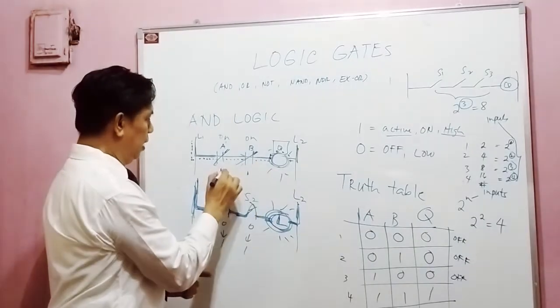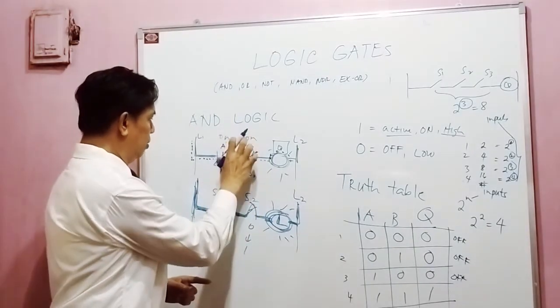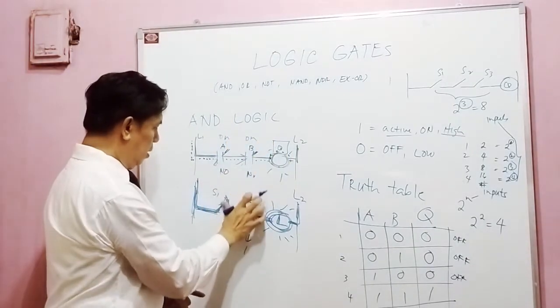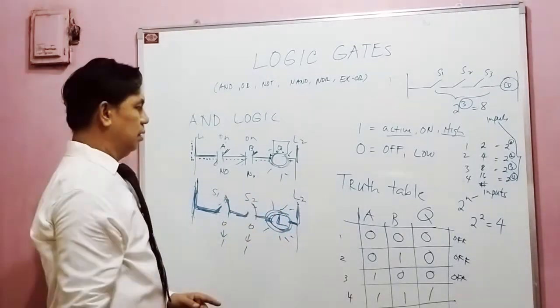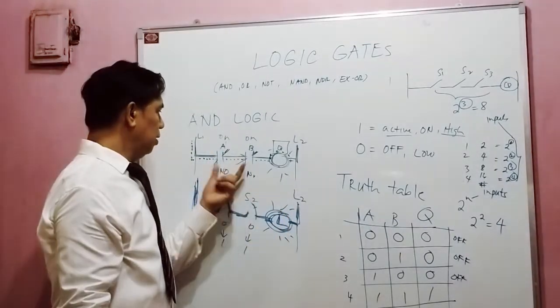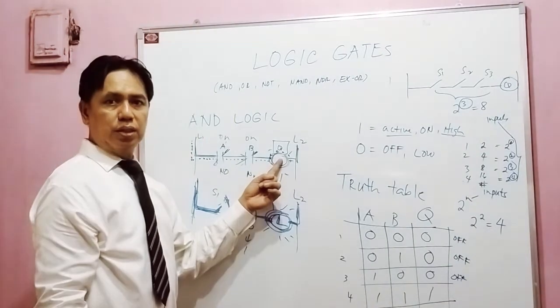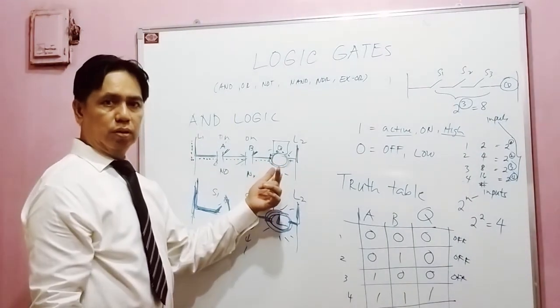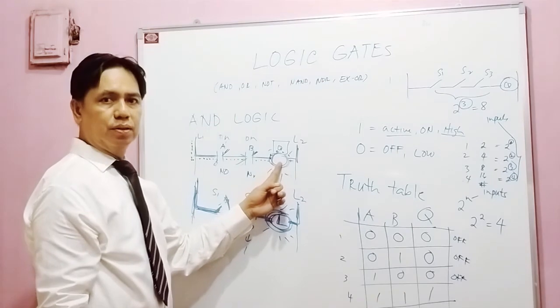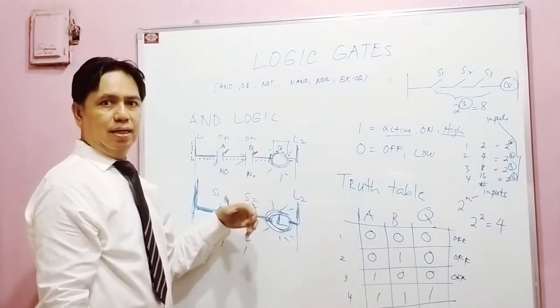But the original is here. It is normally open, normally open, normally open, and normally open. So when I turn on this and turn on this, it will produce an output, active or high value. So basically that is the AND logic.